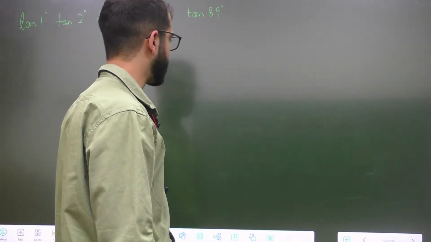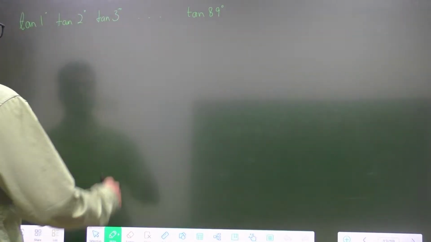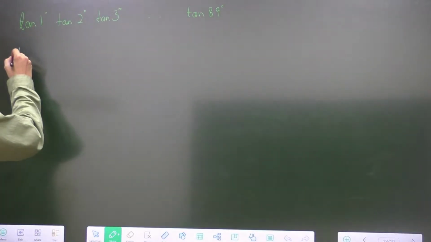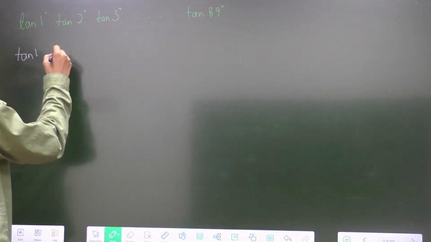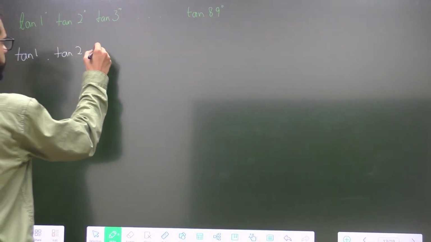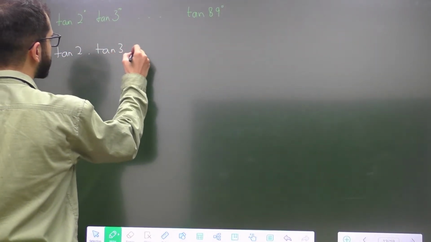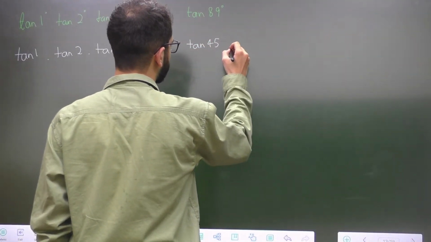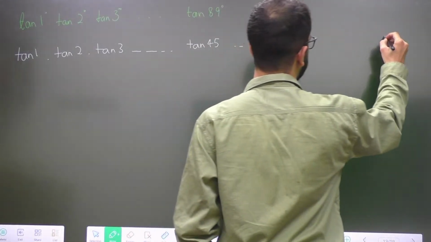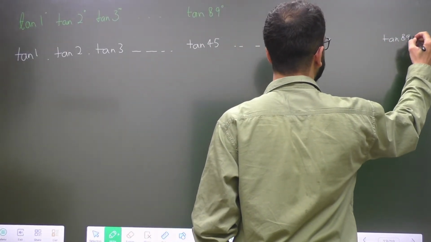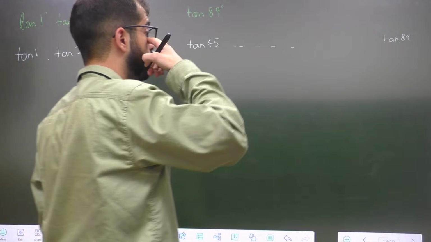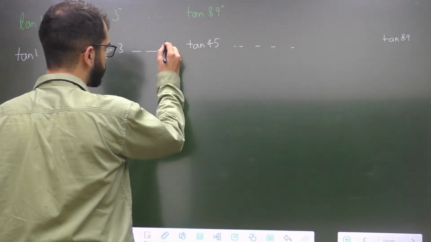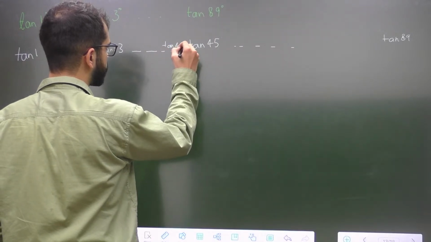Now if I want to calculate the value of this expression, we are going to proceed step by step. Let's say the first term is tan 1 degree, second term is tan 2 degrees, third term is tan 3 degrees, then somewhere in the middle I'll get a term tan 45 degrees. Moving forward, I'll end the series at tan 89 degrees. Okay, so now if I want to solve this, let's see what is the term coming just before tan 45. It will be tan 44 degrees.